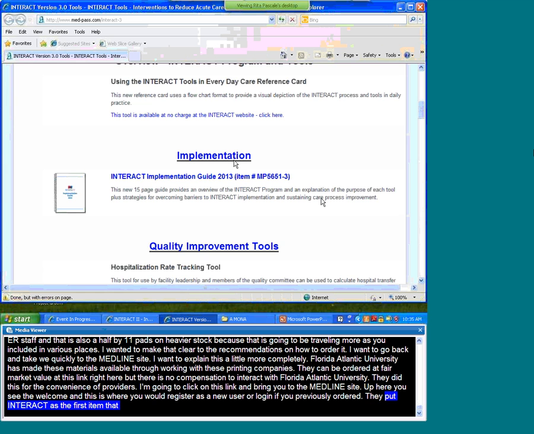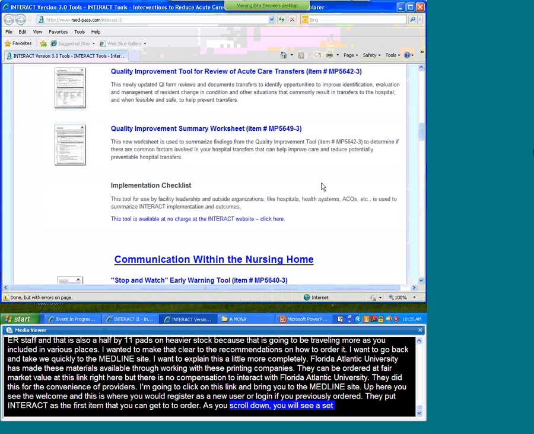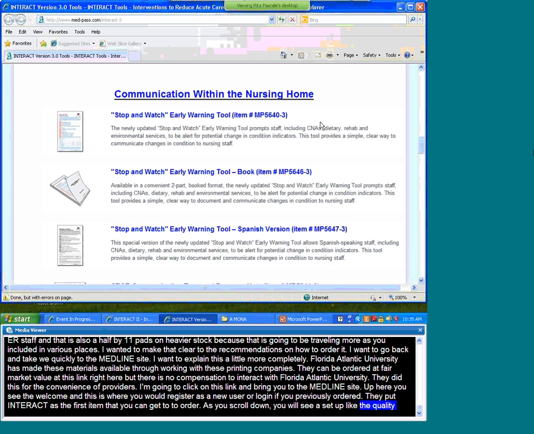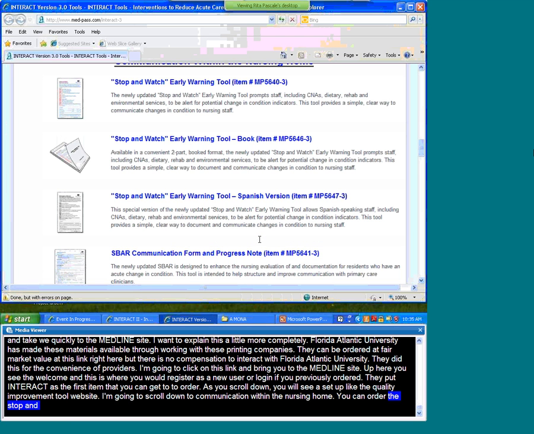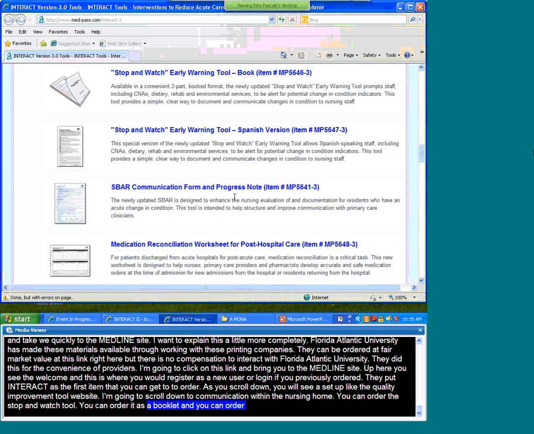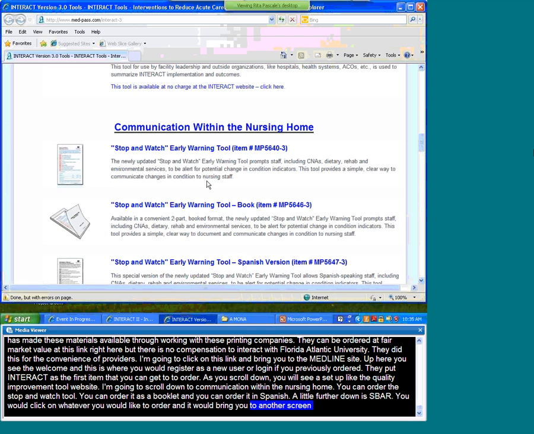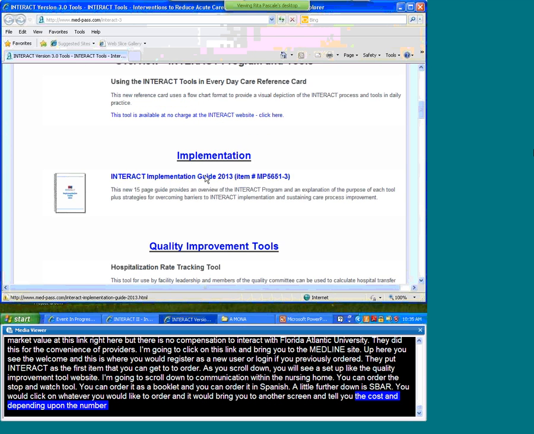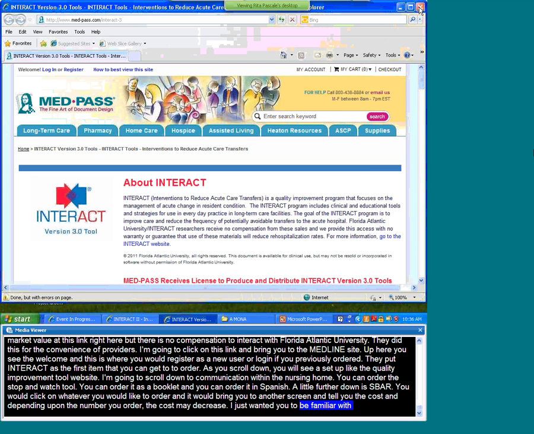very much set up like the tool website, quality improvement tools. Again, I'm going to scroll down to communication within the nursing home. You can order the Stop and Watch tool, you can order it as a booklet, and you can order the Stop and Watch tool in Spanish. And a little further down, here's SBAR, so that you get the main idea. Then you would click on whatever you'd like to order. It would bring you to another screen, tell you the cost, and depending upon the number that you order, the cost may decrease. So I just wanted you to be familiar with visiting this site, and they give you the information very readily. It's very user-friendly, and Medline did a very good job here.